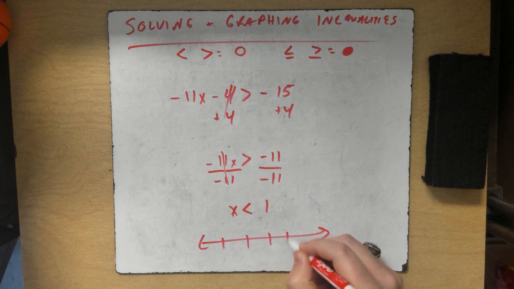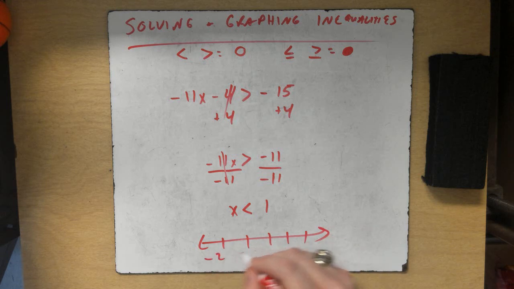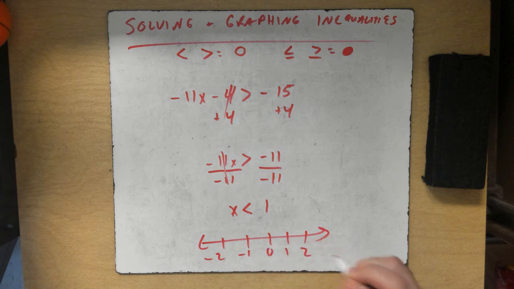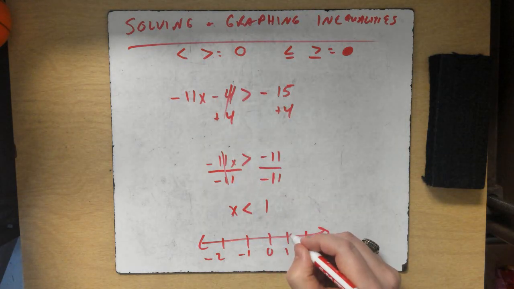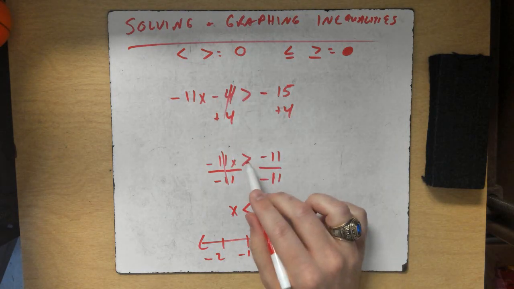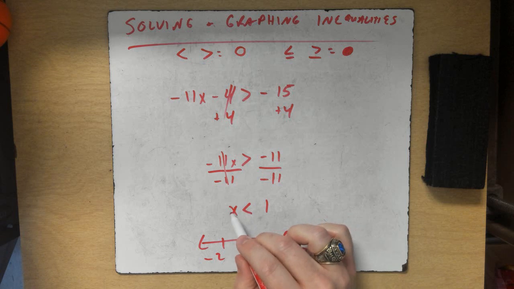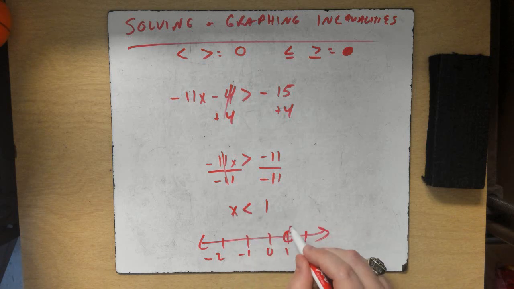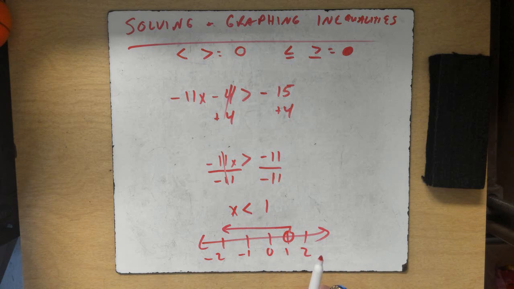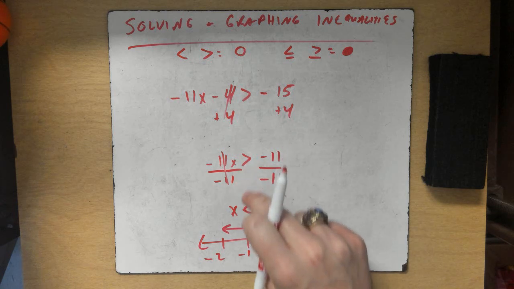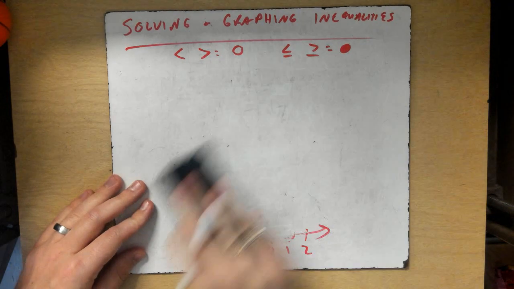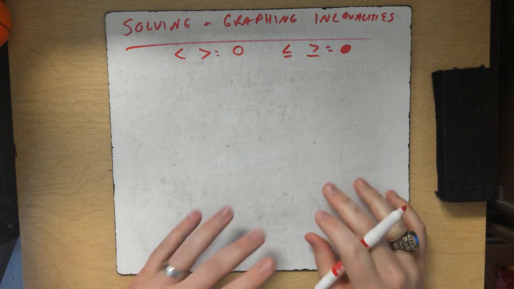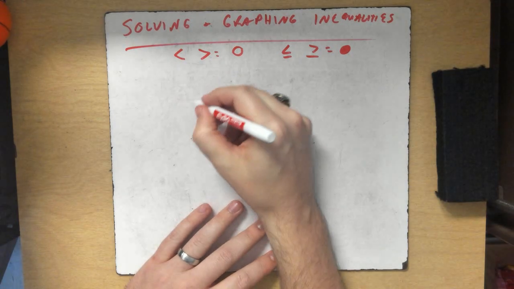Number line, let's go negative 2, negative 1, 0, 1, 2. We have a less than symbol with no line, so it's an open circle on 1. Because we flipped our symbol, the point, letters first, the point is to the left, so the arrow goes to the left. Okay, so once again, remember, divide by a negative, flip the symbol to the opposite way. That goes for one-step equations as well, or any step equations, or inequalities.